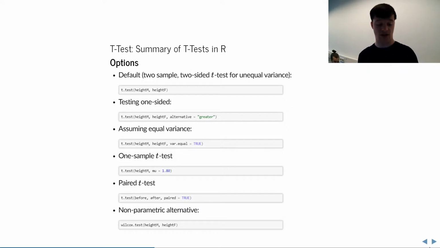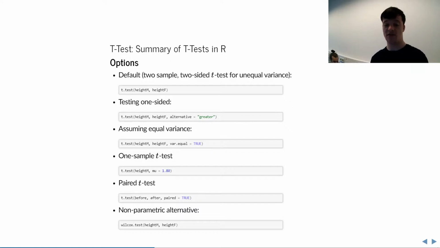You can test one-sided if you have a reason to, which is by specifying the alternative. The alternative means: if the null hypothesis says that there's no difference, the alternative is what happens if you reject the null hypothesis. So in this case, your presumption is that the mean of this group is greater than the mean of this group. You can assume equal variance with the var.equal argument.